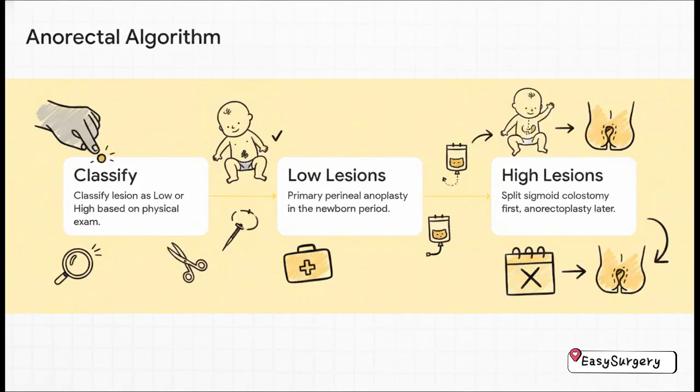When it comes to anorectal anomalies, your physical exam dictates everything. You have to think algorithmically. First, look for an anocutaneous fistula. If you see meconium at the perineum, boom, it's a low lesion.